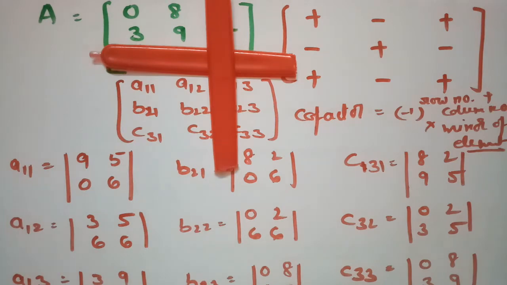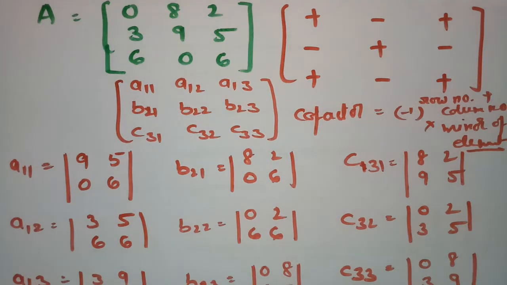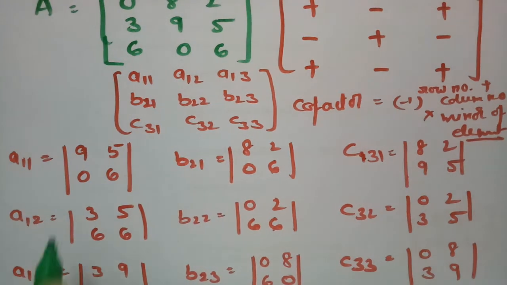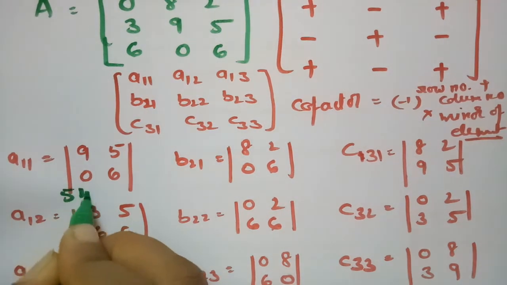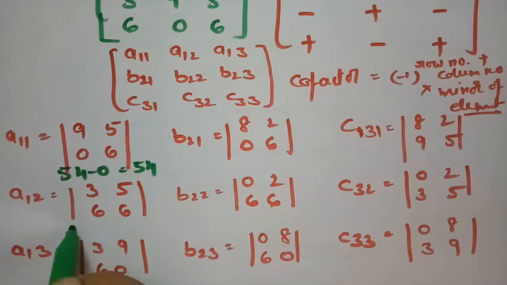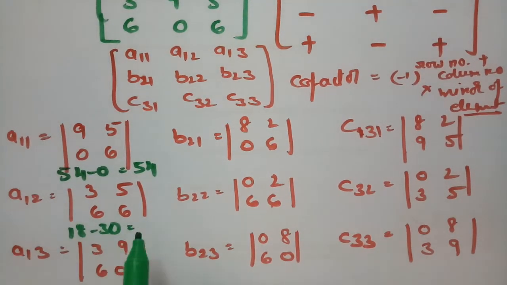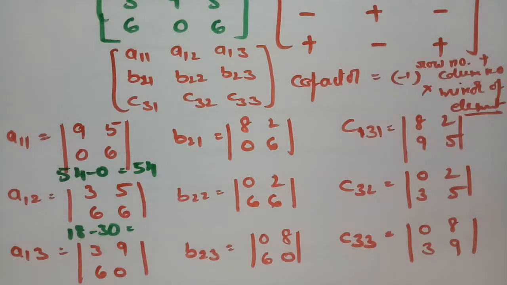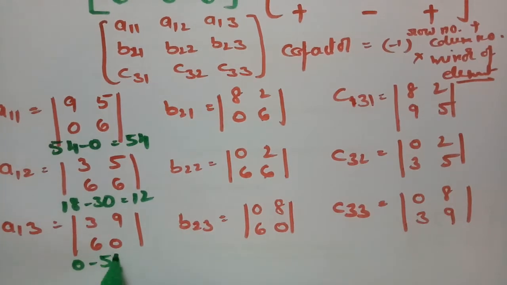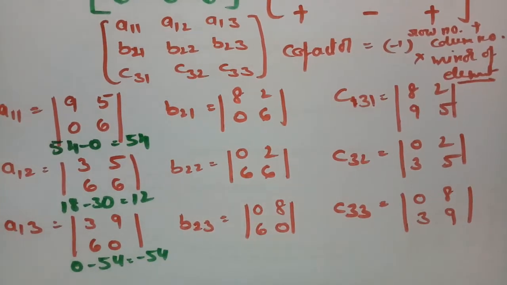After finding all these, 9 sixes are 54. So this is 54 minus 0. The value here is 54. And the next one is 18 minus 30. So here this value will be 12. So this is 30 minus 18. The value here is 12. And the next one is 0 minus 54. Again this is minus 54.